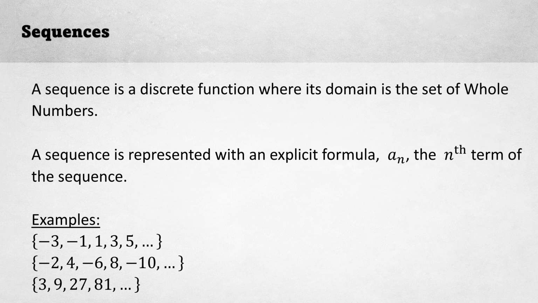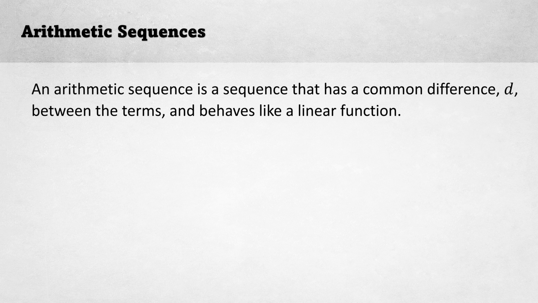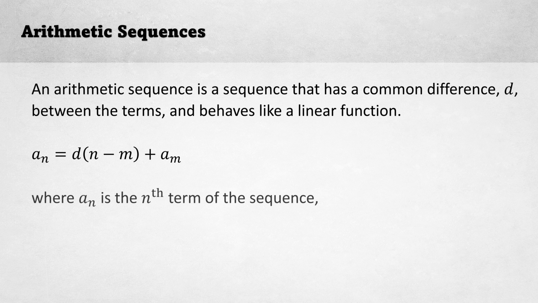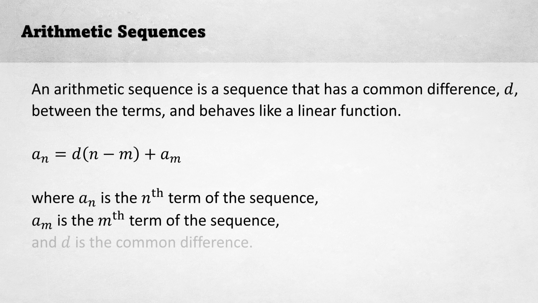An arithmetic sequence is a sequence that has a common difference d between the terms and behaves like a linear function. We use the formula a sub n equals d times n minus m plus a sub m to find the explicit formula for an arithmetic sequence, where a sub n is the nth term of the sequence, a sub m is the mth term of the sequence, and d is the common difference.